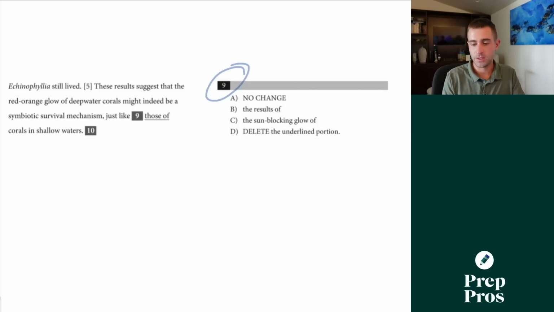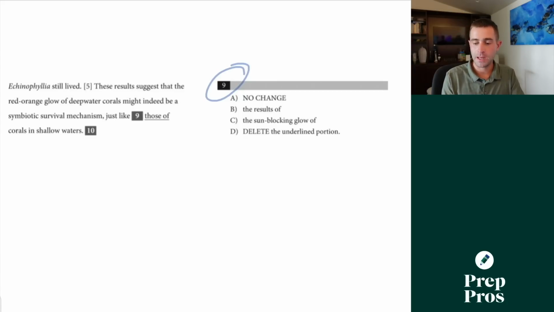So here we see: these results suggest that the red-orange glow of deep water corals might indeed be a symbiotic survival mechanism, just like those of corals in shallow waters. Now, if you ever see "those of" or "that of," this almost always tells you it's a parallel or illogical comparison question. "Those of" is a plural comparison, "that of" is a singular comparison.